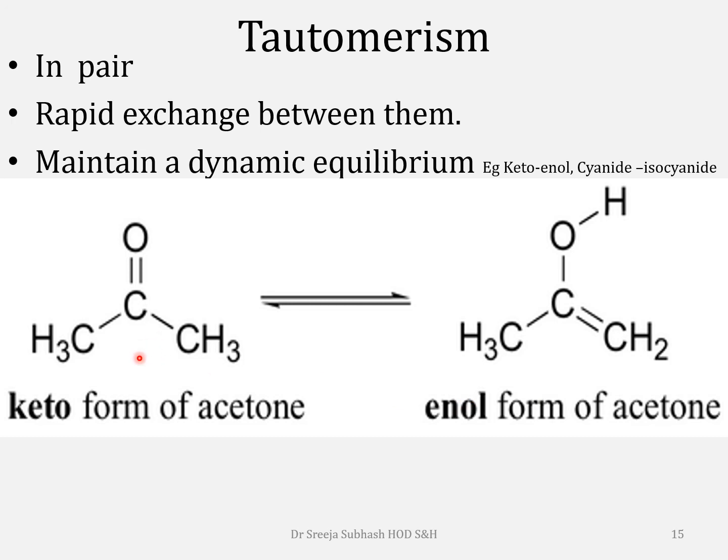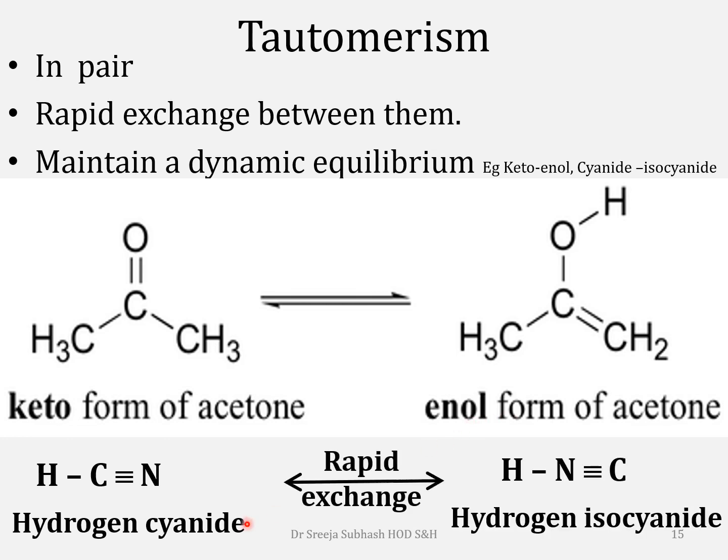Here you can see a ketone, C double bond O, a keto group. On either side, you can see methyl groups. It is rapidly transforming itself into an enol form. What is an enol? Enol is a compound with a double bond as well as an OH group, an alcohol functional group. So the ketone is rearranging itself. The double bond shifts to this position, and one of the hydrogens goes to the oxygen. So that is an alcohol in a compound with a double bond. Keto-enol isomerism.